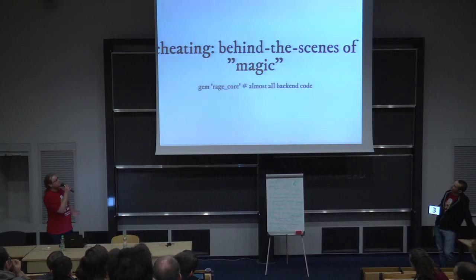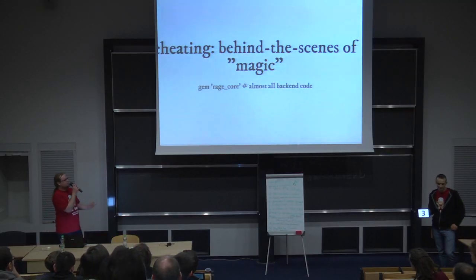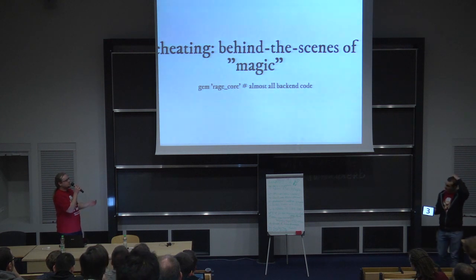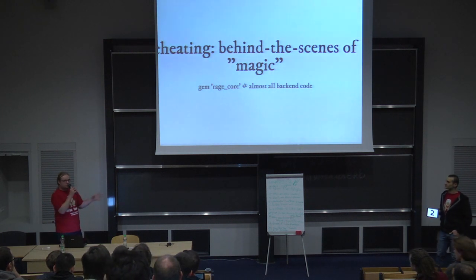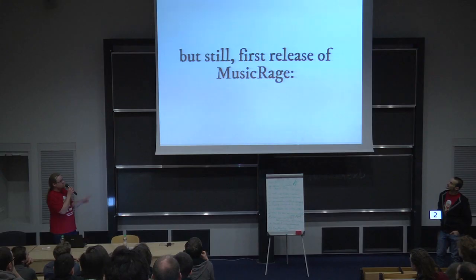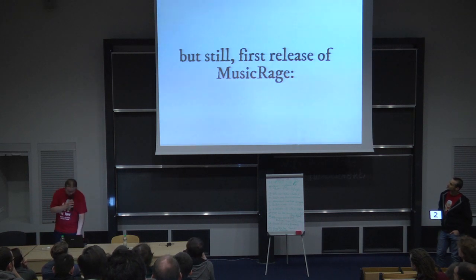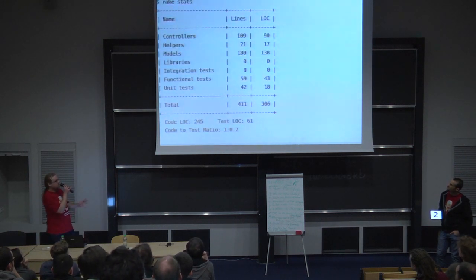So, of course, the 50 lines of code is bullshit. There's no magic, there's only cheating. How it's achieved is, of course, there's an engine with all the backend code, models and controls extracted from MusicRage, and then I just change the views. But still, when MusicRage was released for the first time in May, the whole actually working code was 245 lines.